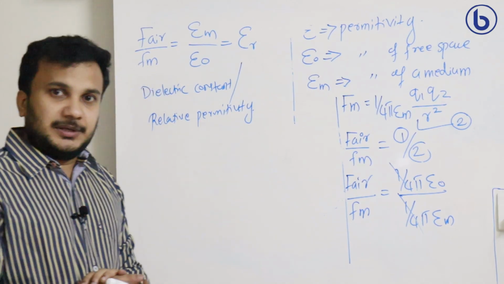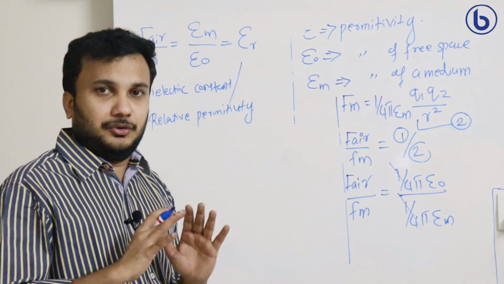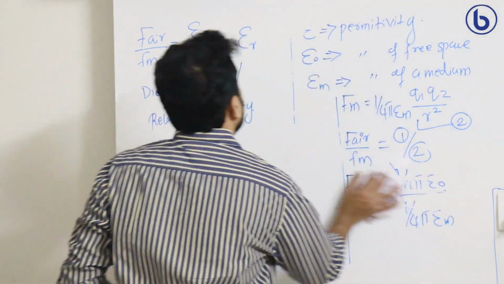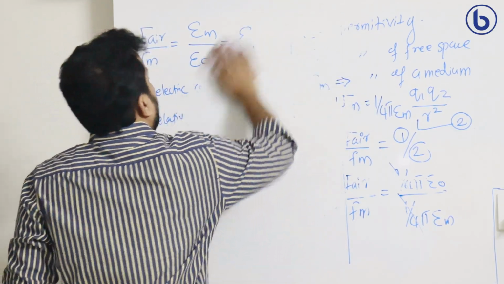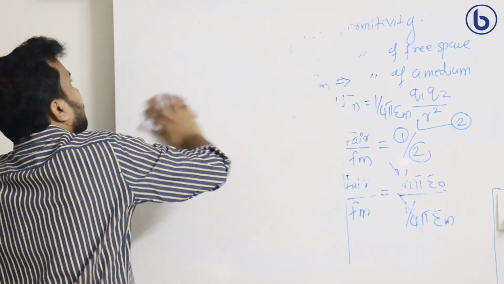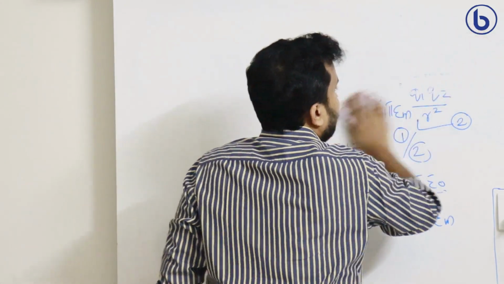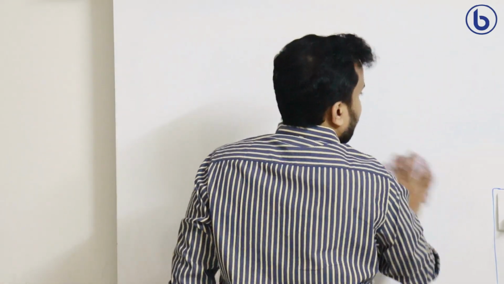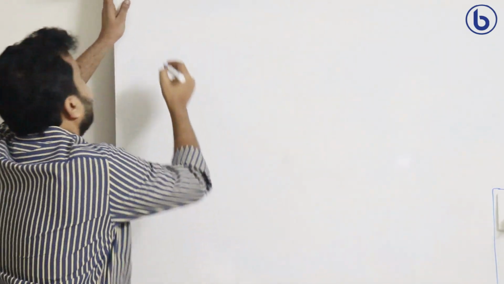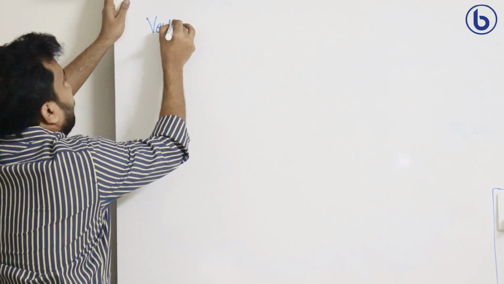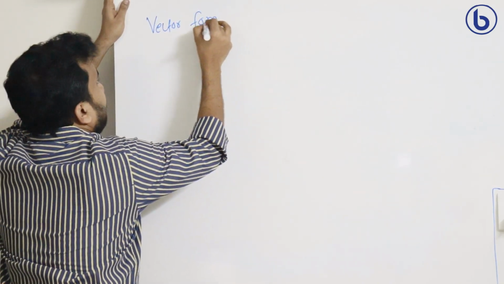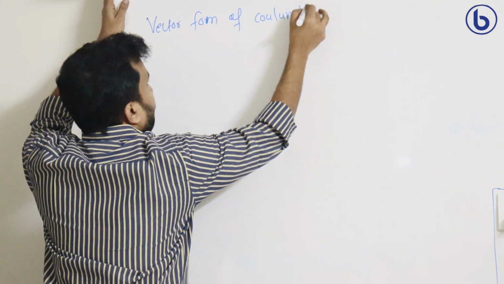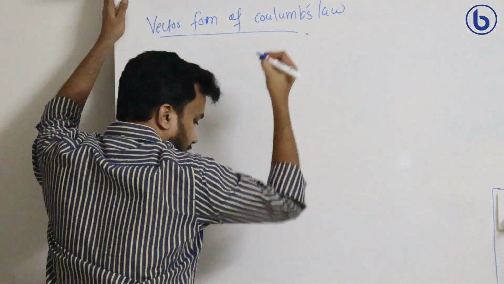Now we know what Coulomb's law is. In one shot, if you're asked, you will say 1 by 4 pi epsilon 0 q1 q2 divided by r square. That is called Coulomb's law. Now we are going to write down the next topic. Please write in your notebook the next topic, which is called vector form of Coulomb's law.